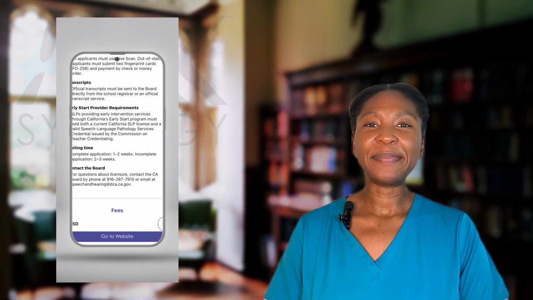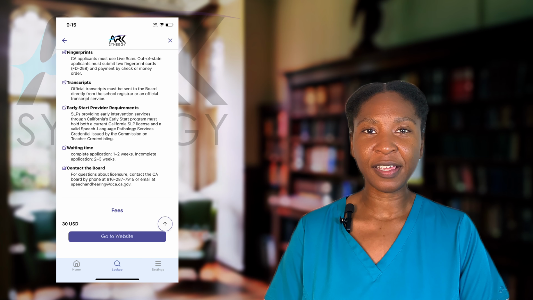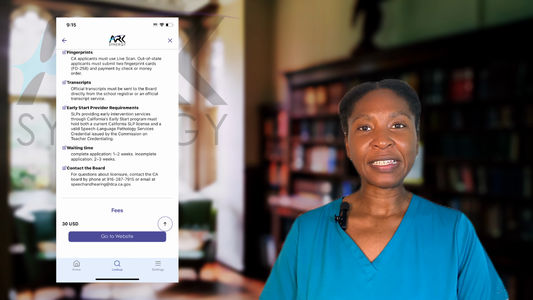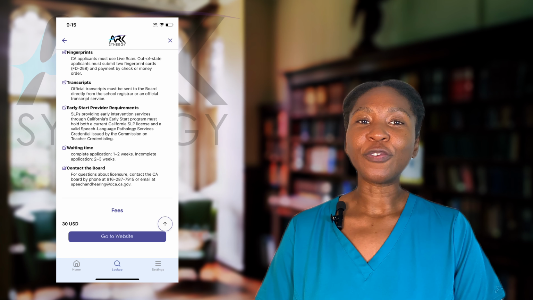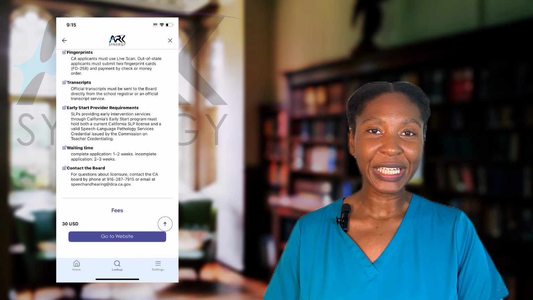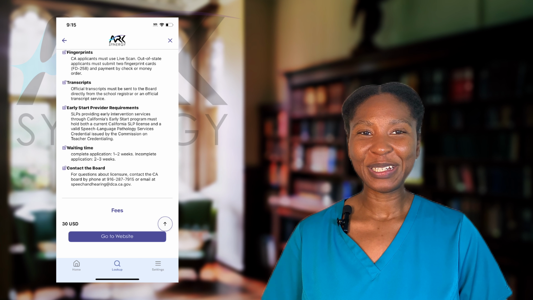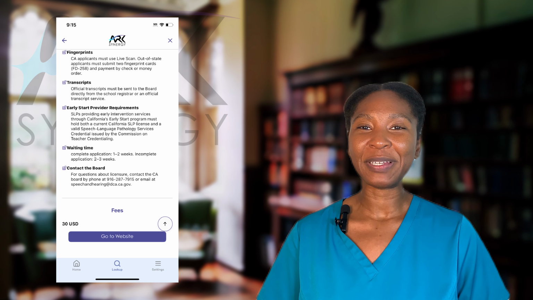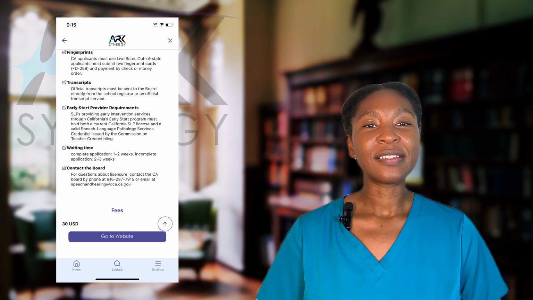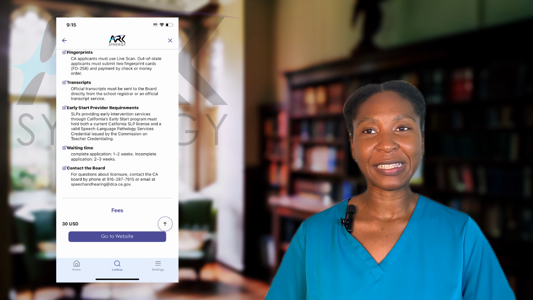The processing time depends on whether your application is complete and how busy the state board is for that season. So for now, a complete application is typically processed in 1 to 2 weeks. So that is after they review your application basically. And an incomplete application may take 2 to 3 weeks or longer. So submitting all your documents together makes a significant difference.